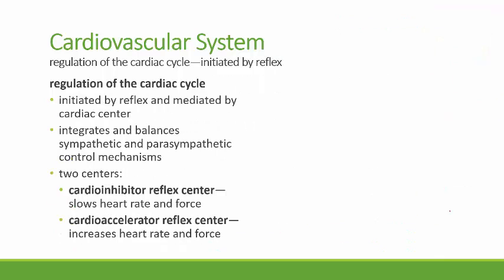So how then do we make use of these two systems to control the heart? Well, regulation is initiated by reflexes, and the reflexes are mediated by the cardiac center. The job of the cardiac center in the medulla oblongata is to integrate and balance the controls coming from both sympathetic and parasympathetic stimulation. We have two centers. The cardio-inhibitor reflex center slows heart rate and force, while the cardio-accelerator reflex center increases or speeds up heart rate and force.